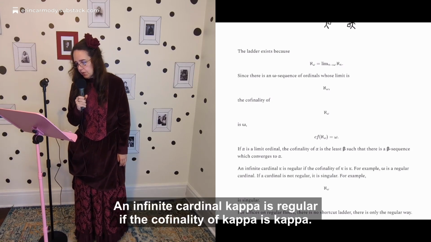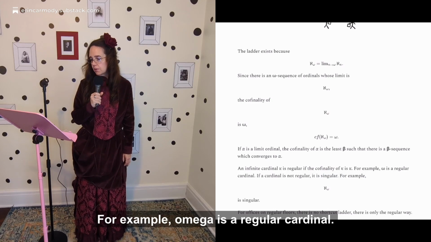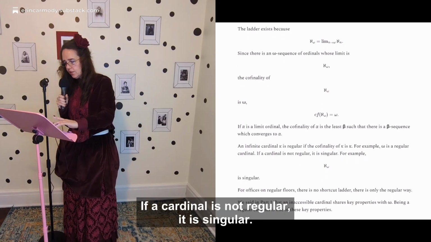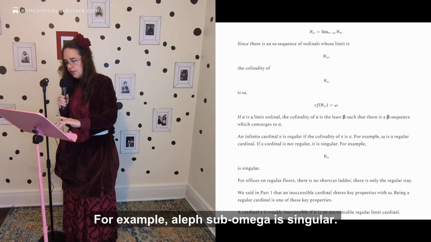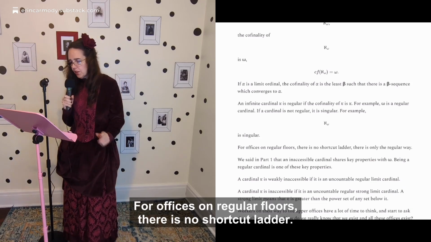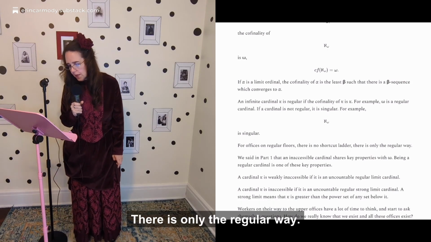An infinite cardinal kappa is regular if the cofinality of kappa is kappa. For example, omega is a regular cardinal. If a cardinal is not regular, it is singular. For example, aleph sub omega is singular. For offices on regular floors, there is no shortcut ladder. There is only the regular way.